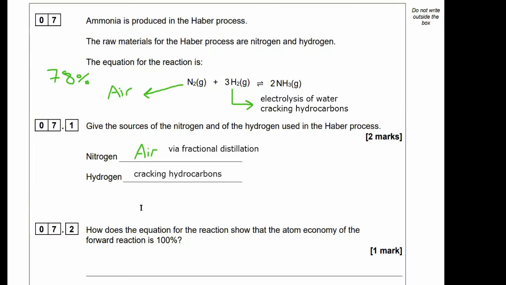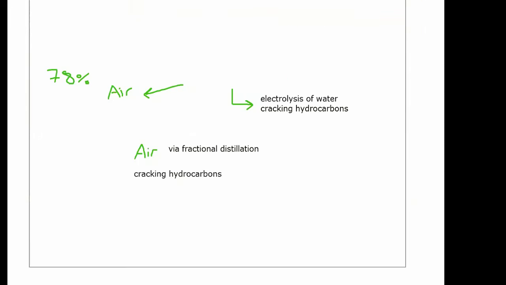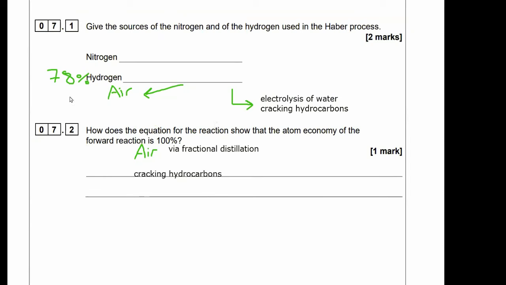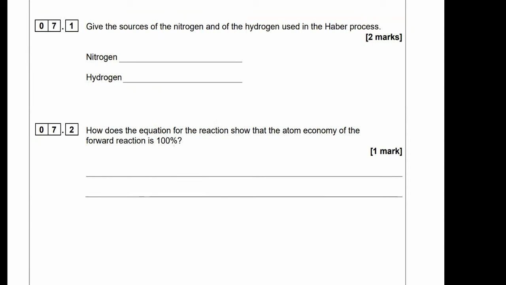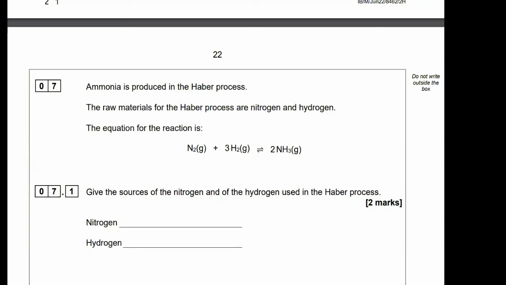Right, we're now going to look at 7.2. So let me just move this along. How does the equation for the reaction show that the atom economy of the forward reaction is 100%? So we want to know, how do we know that it's a 100% atom economy? Well, we need to go up and look closely at the equation here. You can see here we've got nitrogen plus hydrogen, and they only make one product. That's ammonia. So we've only got one useful product being made. We don't have a product that isn't useful being made.